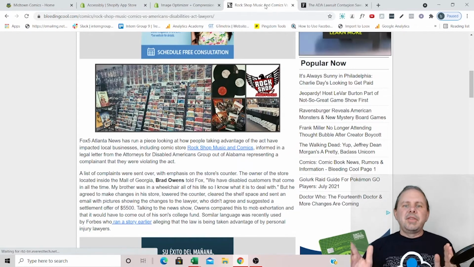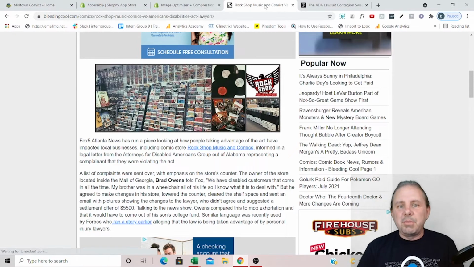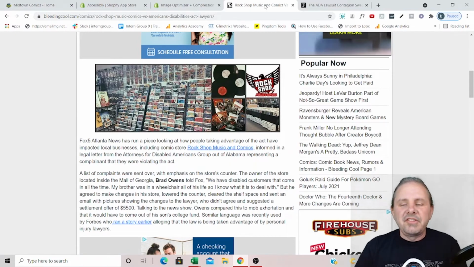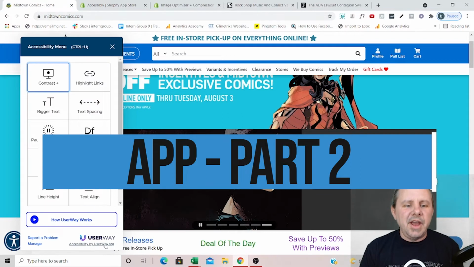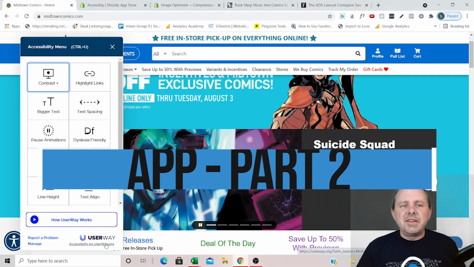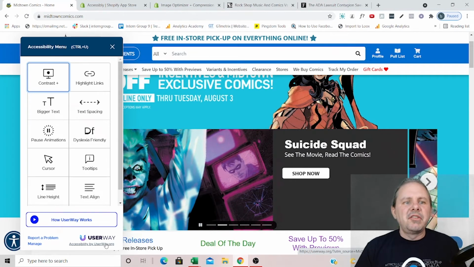Okay, so the good news is there is a way to protect yourself from this, and it has a side benefit of actually making your site accessible to those with disabilities, and it can also help with your search engine optimization, believe it or not. Okay, so this is the app. Now, when we looked at Midtown Comics, theirs is by UserWay. And that is an app that you can get, but it's not cheap. I think it starts at $50 a month.